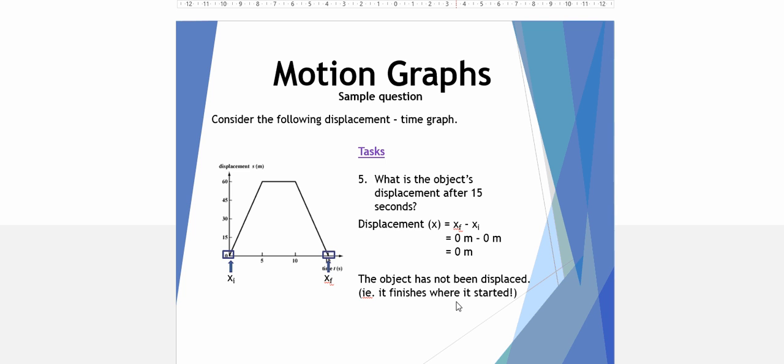Finally, what's the object's displacement after 15 seconds? The displacement is comparing the final position, which is 0 meters, against the initial position, which is 0 meters. So in this case, whilst the object has moved out 60 meters displacement, sat and come back another 60 meters back to its starting point, it actually has no displacement whatsoever. It started at a displacement of 0, it's finished at a displacement of 0, and so we say the object has not been displaced. It's finished where it started.